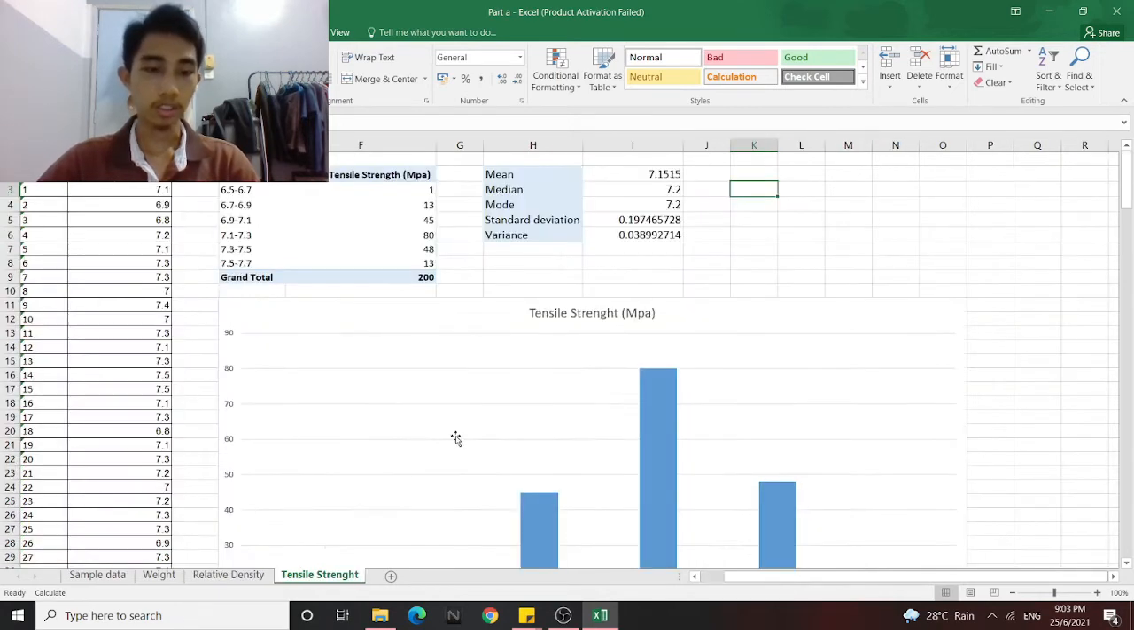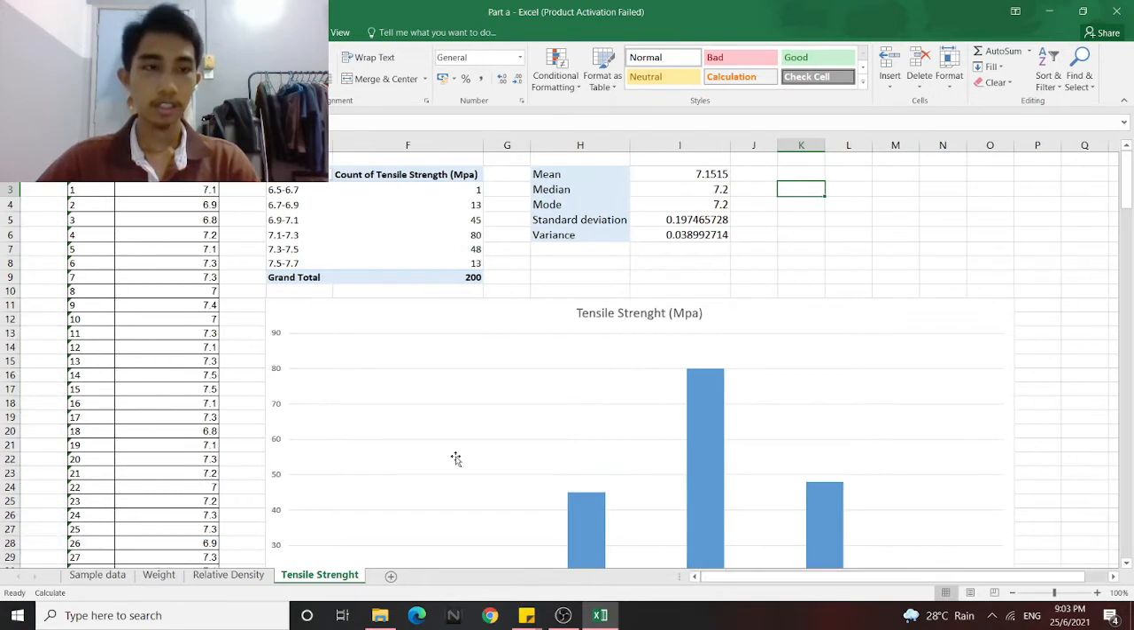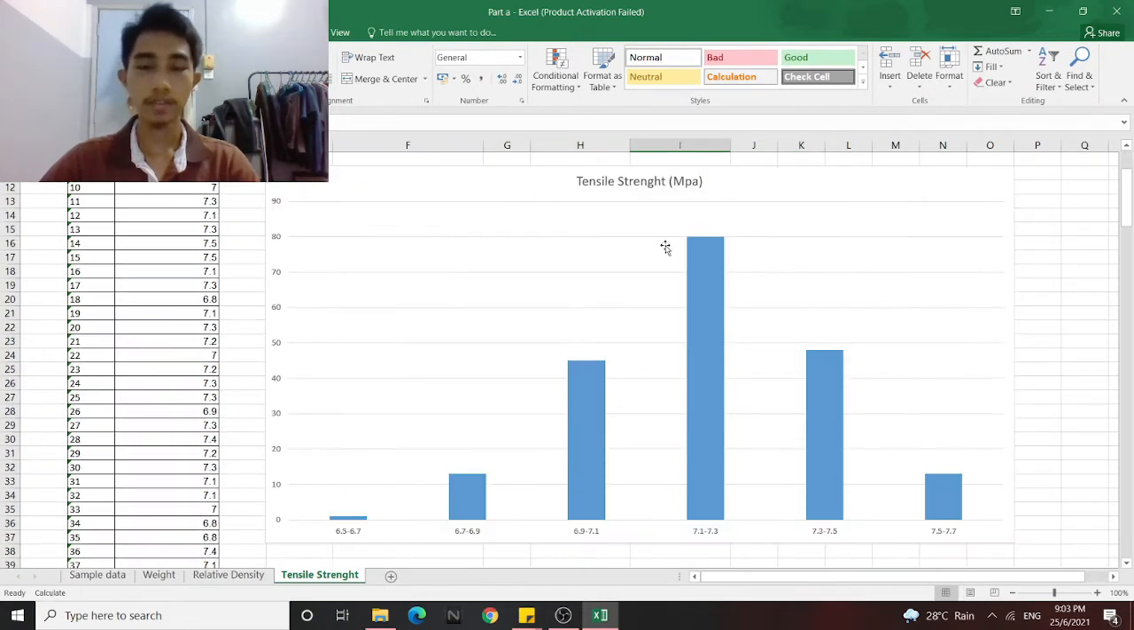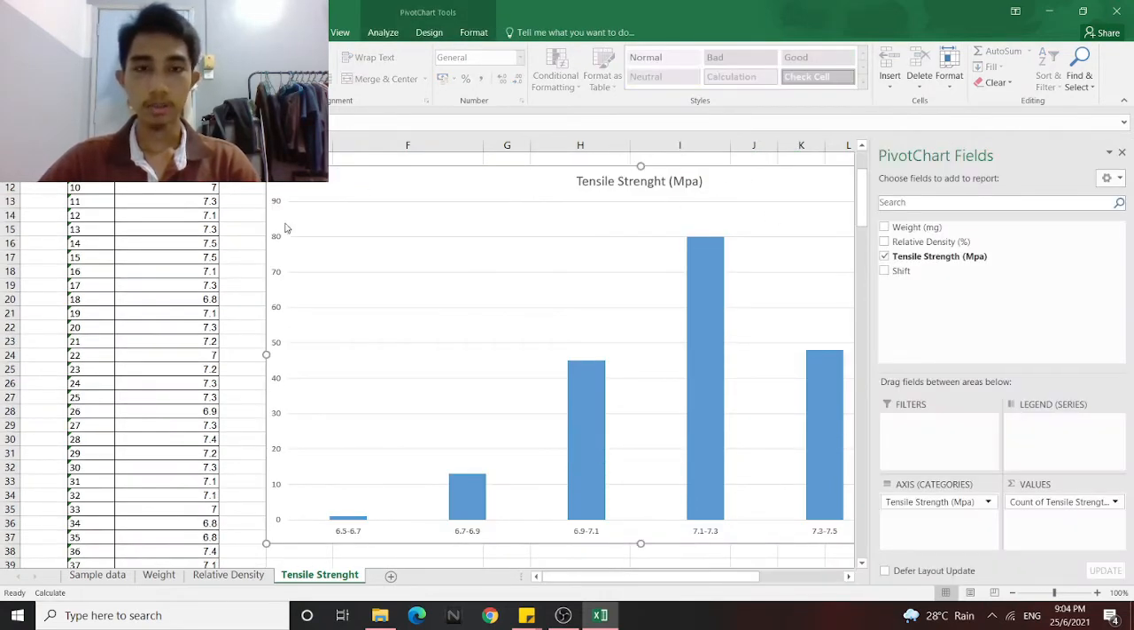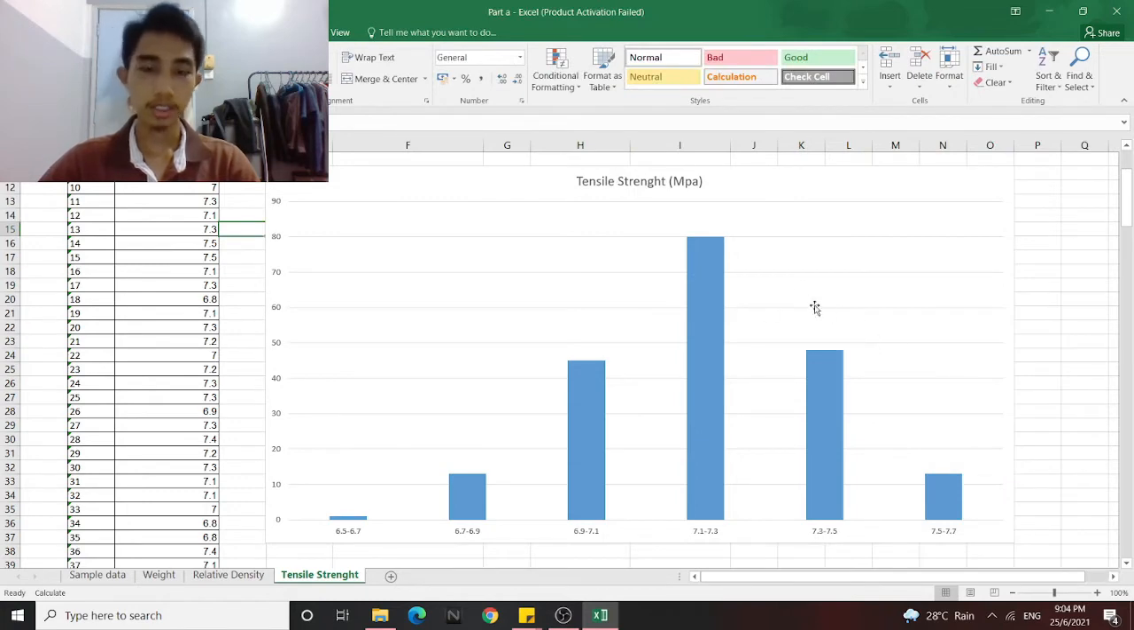Next we go to the tensile strength, the last data. Same, I separate the data from the main table for the tensile strength. Then I make a grouping. The increment is by 0.2. The count is still 200, no change, and mean, median, mode, standard deviation and variance. Here I use the bar chart also, because a bar chart can show the data very clearly.